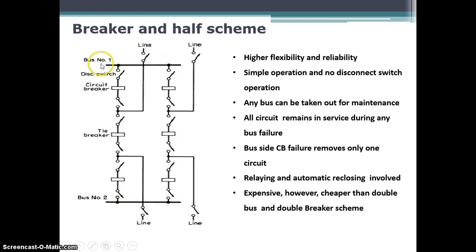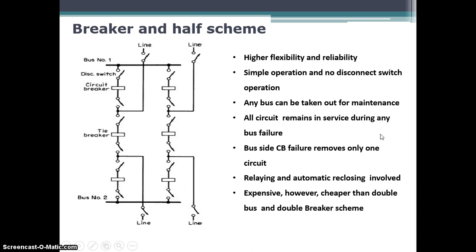Here you can see we have 2 buses, bus number 1 and bus number 2. These lines which are shown here are the feeders, and any of the lines or the complete circuit can take power from any of the buses. Means if bus number 1 is out for maintenance, then by isolating these 2 switches here and connecting these 2 switches and this tie breaker over here, the supply can be established through bus number 2.